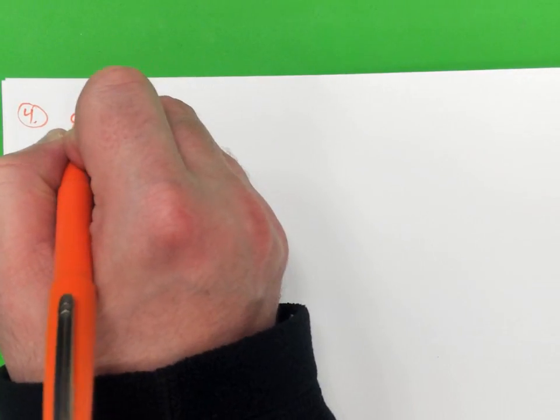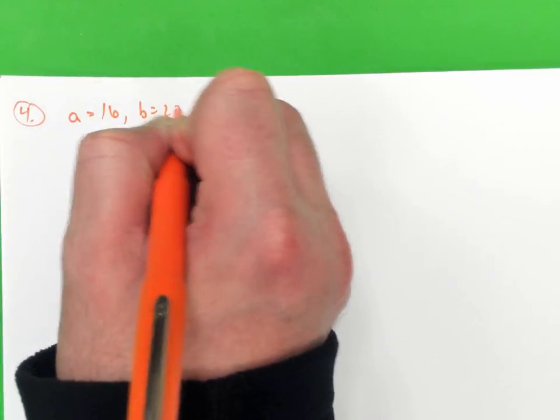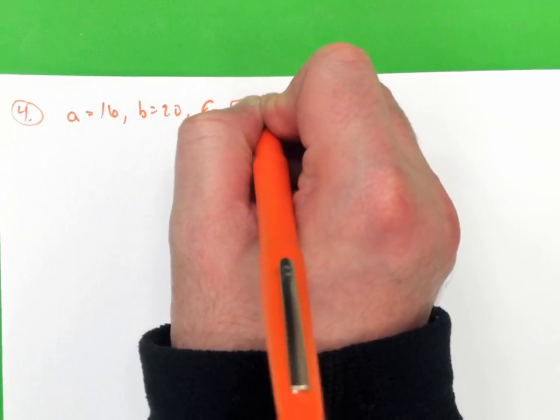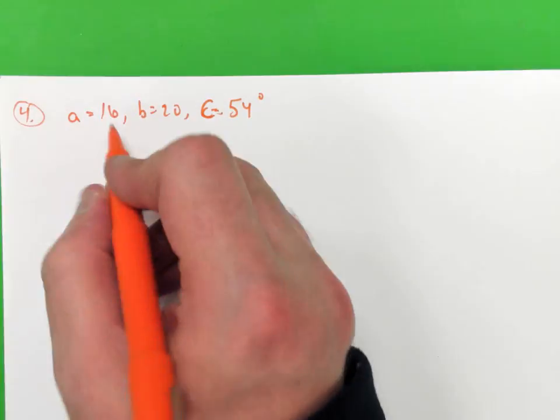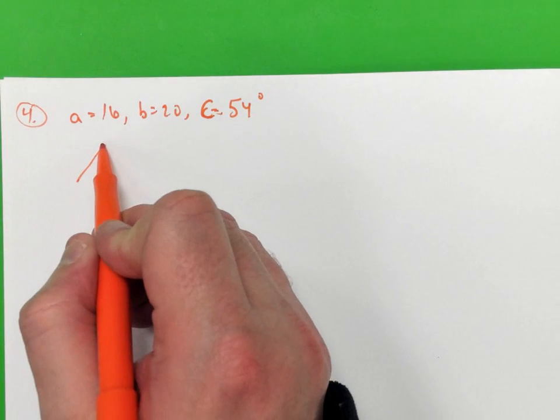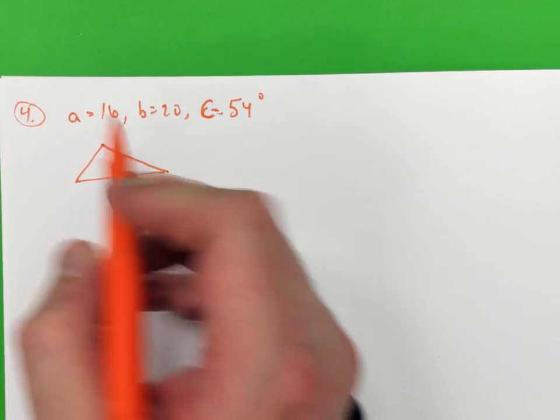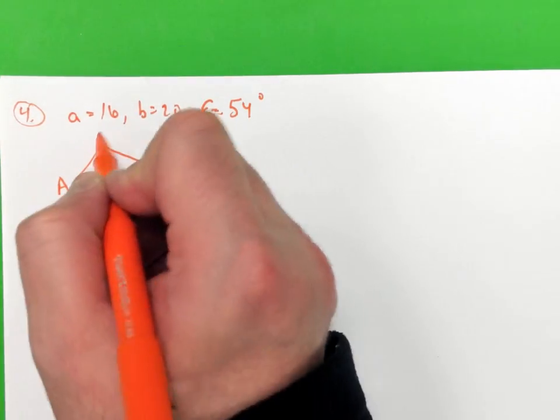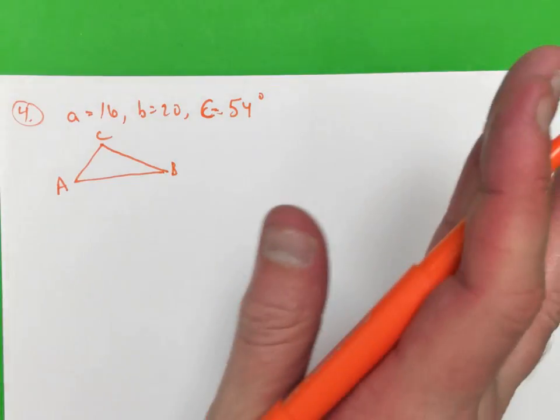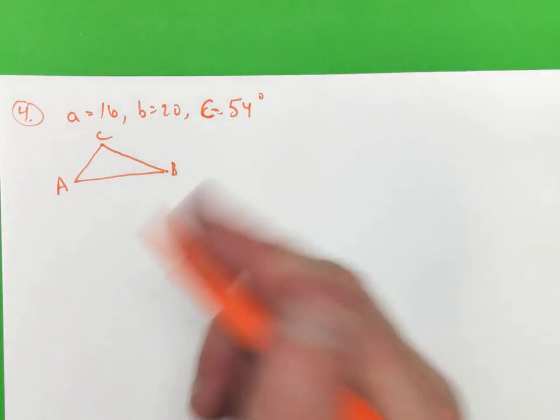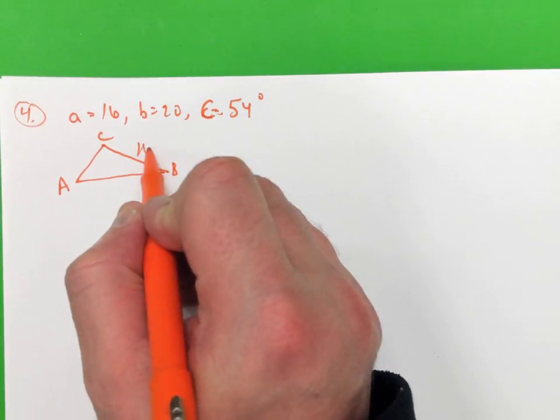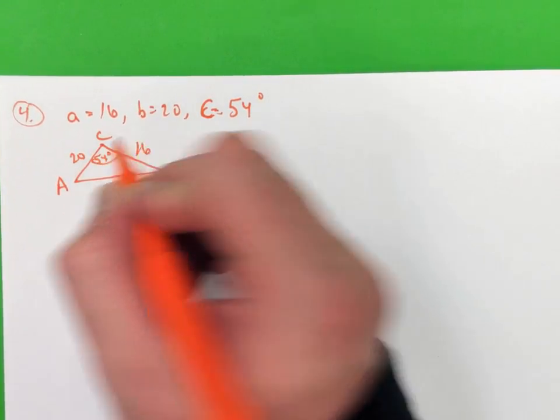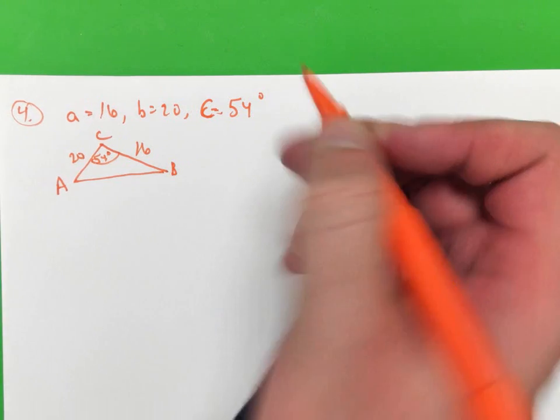Okay, here they give you A equals 16, B equals 20, and capital C is equal to 54 degrees. Okay, you need to draw your picture so you can see what's going on, okay? A, B, C. Remember, my picture won't be perfect. I'm just drawing a rough sketch. Okay, across from A would be 16. Across from B would be 20. Angle C is 54. Yes, it looks more than that, like I said. Don't judge your picture.